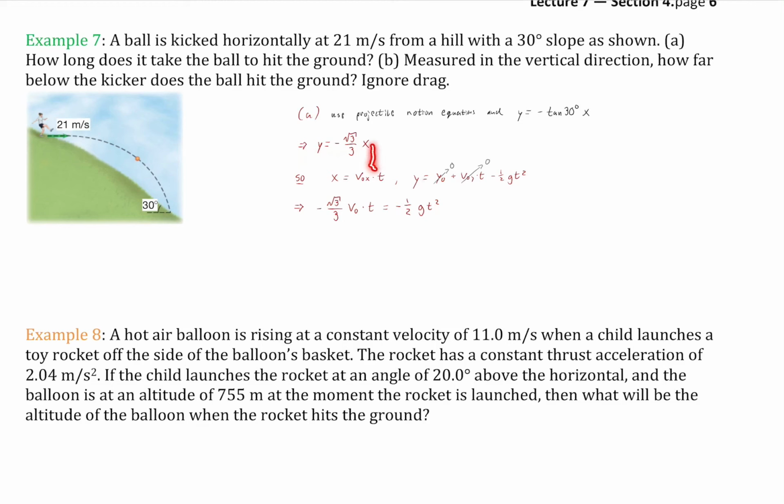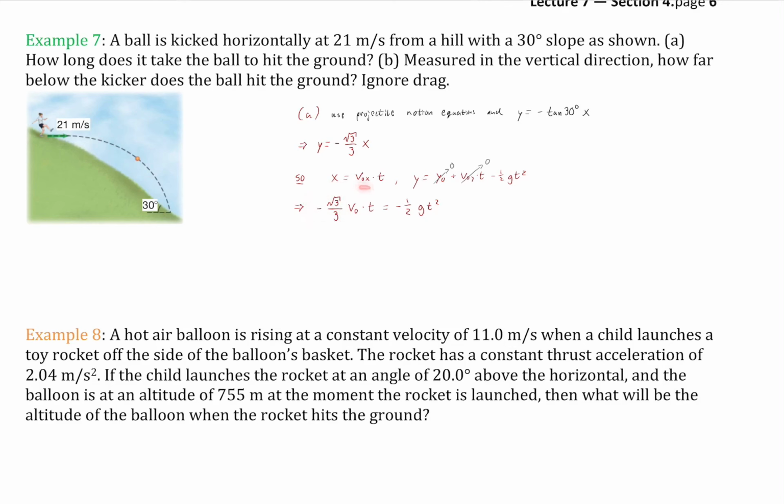Okay, so I'm putting these in here, see? Okay, so then on the left-hand side, y just becomes negative 1/2 gt squared. I wrote it on the right-hand side. And then this side, the negative root 3 over 3 times x, becomes negative root 3 over 3 times v naught t, because that is x, all right?